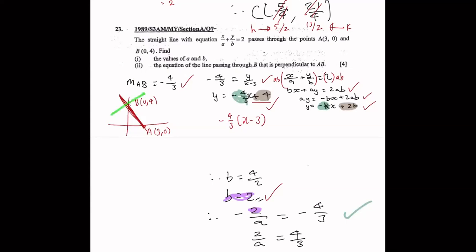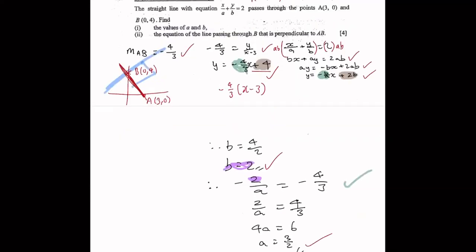Part 2: the equation of the line passing through point B that is perpendicular to AB. So you need to find the perpendicular gradient, then sub in the point 0, 4, and you can get the equation. Actually, you don't even need to sub in now, because straight away you know B is the y-intercept. So that's your c already.